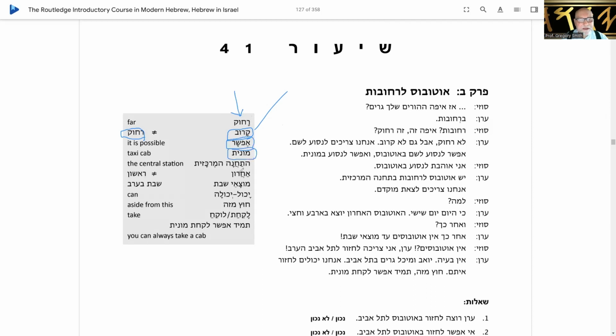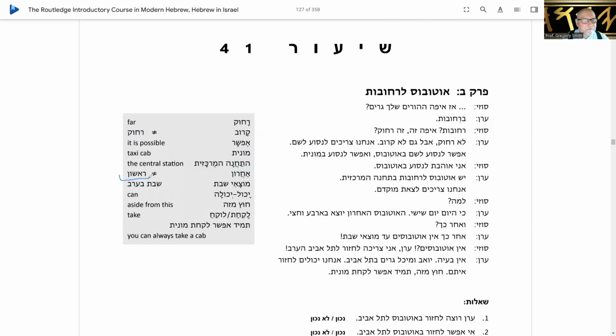All right, then efshar, it is possible. Monit is a taxi cab. Hatakana Hamerkazit would be like the central station. Acharon is, let's see, I think that one is the end point. Yeah, the last. Acharon. It's with a chet. Note, it almost looks like Aaron, but Aaron is spelled with a hey. That's a chet. Okay.